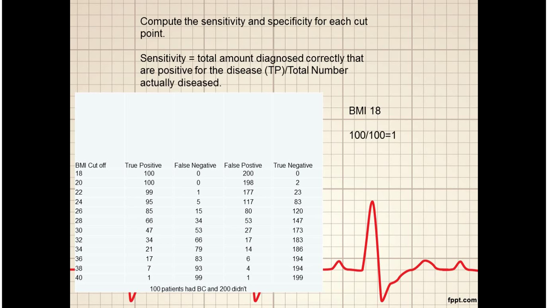It's the true positives. These are the people that you correctly identified with your cut point as having the disease, divided by the actual amount that had it. It's the percentage you got right in diagnosing them correctly as having the disease. So 100 people had breast cancer, and you got them all. All 100 of them were flagged as having breast cancer. The true positives divided by the total amount of disease, so it's your percentage that you got correct in your identification.